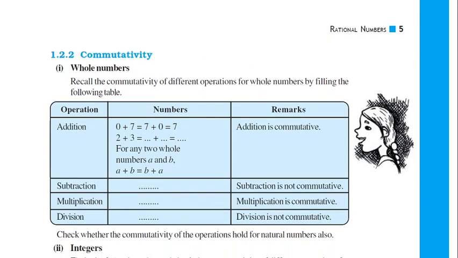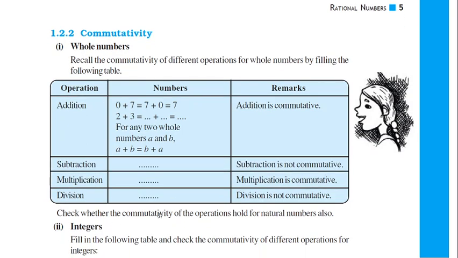Now let's see some of the properties. The second property is commutativity. That is, you do the operation by exchanging the numbers, meaning 0 will be exchanged by the second number 7 and 7 will be exchanged by 0 in reverse manner, and if you get the same answer, this type of property is known as the commutative property. So for whole numbers, in the addition operation, 0 plus 7 gives the same answer as 7 plus 0. So addition is commutative.